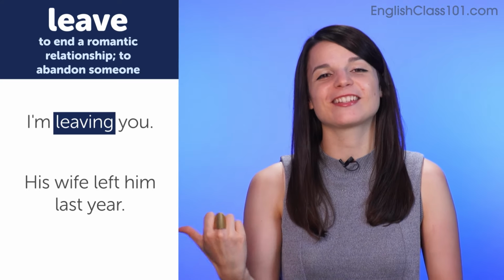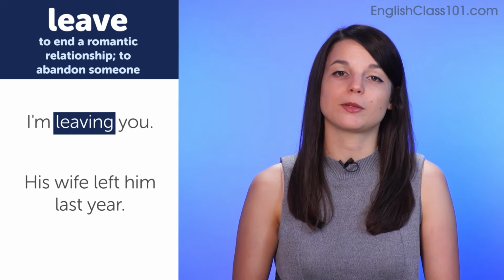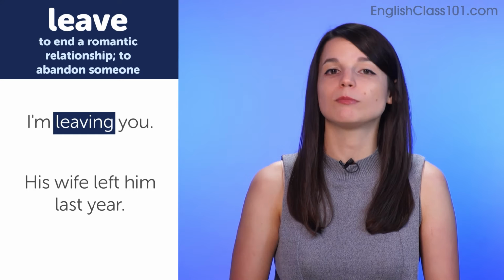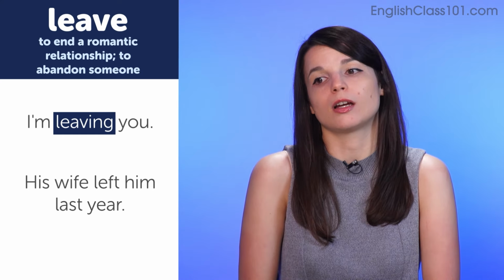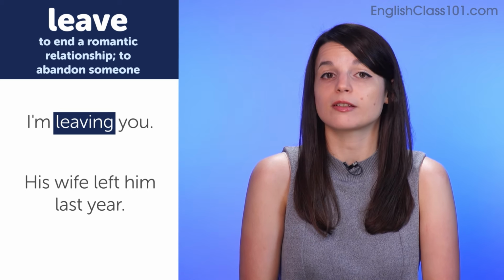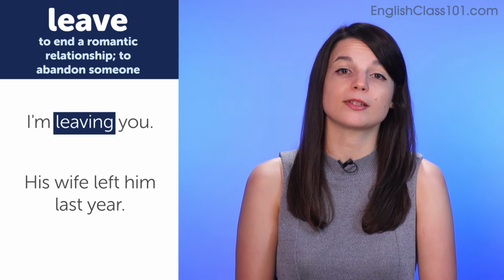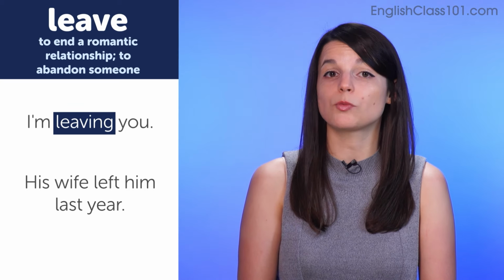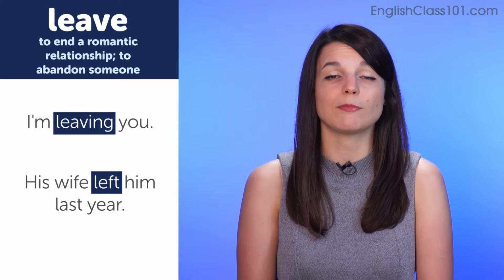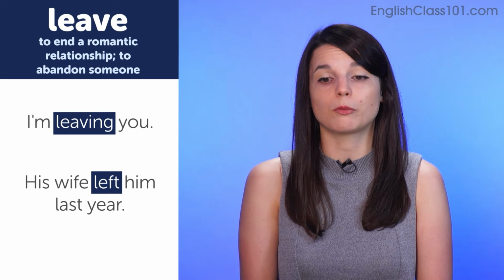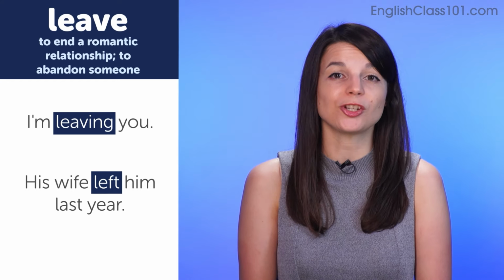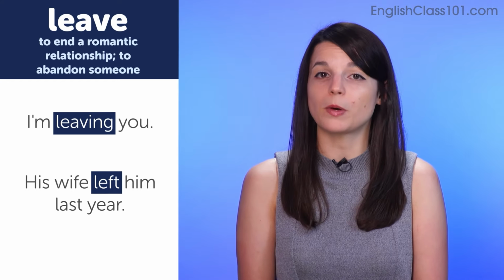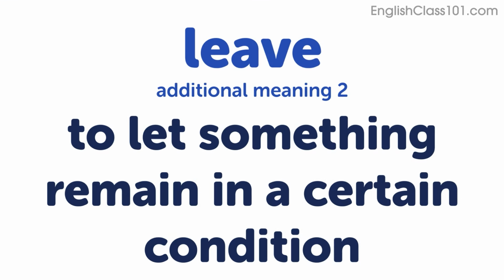So we see this in the progressive tense. That shows us the person has made a decision. I am leaving you. It's a very clear choice. In the second example sentence, it's past tense. His wife left him last year. That means it's finished. So their relationship has ended. The relationship ended last year. His wife left him.